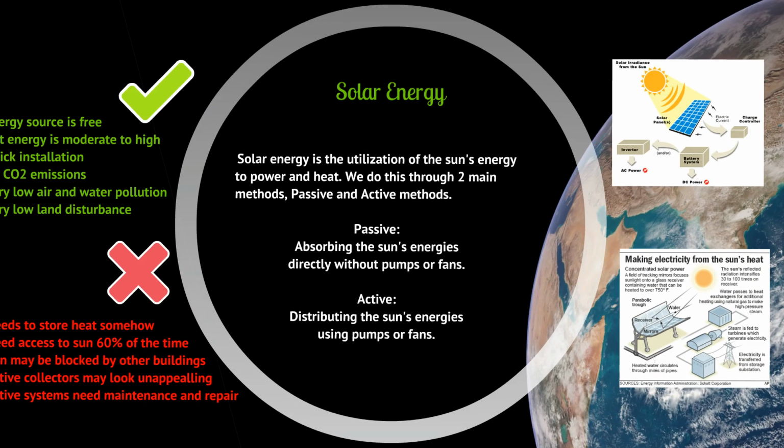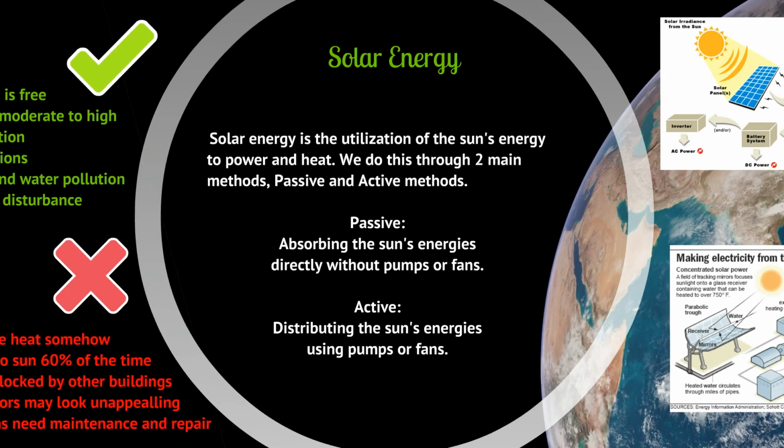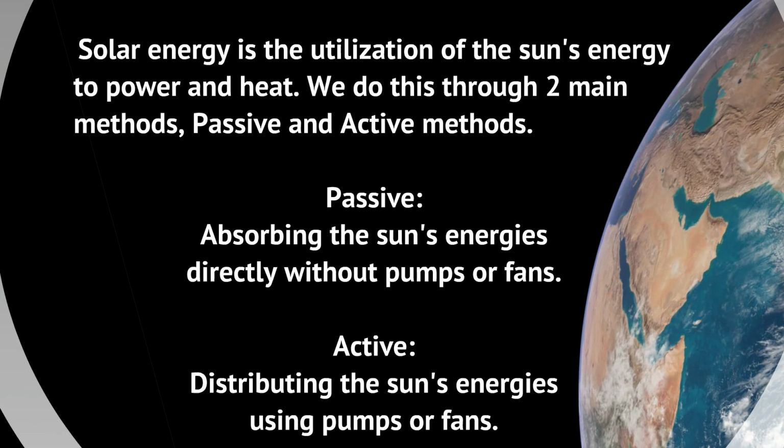Solar energy. Now, solar energy is a utilization of the sun's energy to power and heat. When I say power, it means to generate electricity. And heat, well, means to heat. We do this through 2 main methods, passive and active methods. A passive method of using solar energy is simply absorbing the sun's energy without using pumps or fans or any other fancy gizmos. This can be something simple as opening your windows to let sunlight in to warm your room. Very simple. Easy. Or you can even step outside to enjoy the nice sunlight.